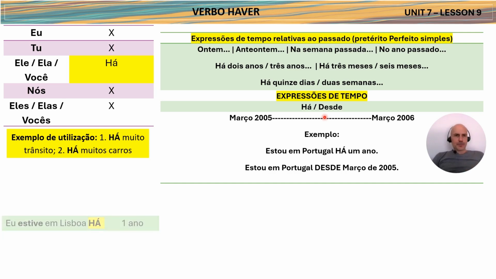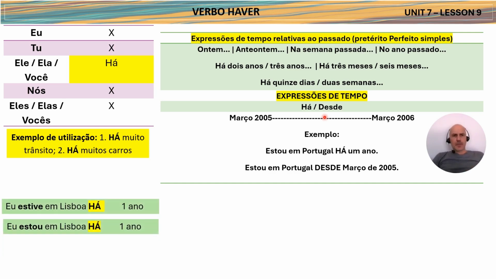Now, I'm going to show you these two sentences here. The first one is Eu estive em Lisboa há um ano. And the second one is Eu estou em Lisboa há um ano. See that these two sentences are very, very similar. The only difference is that here we have estive, and estive, as you know, is the verb estar in the simple past. And in the second sentence we have eu estou, so it's the same verb, estar, but now in the present tense, right?